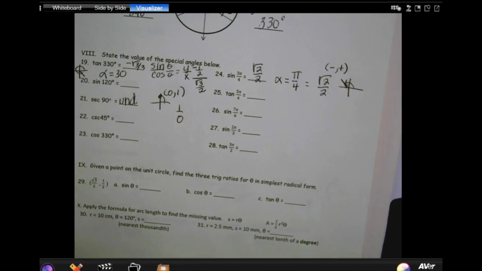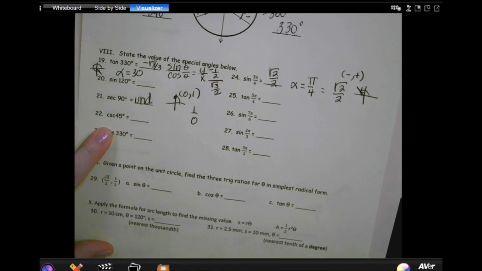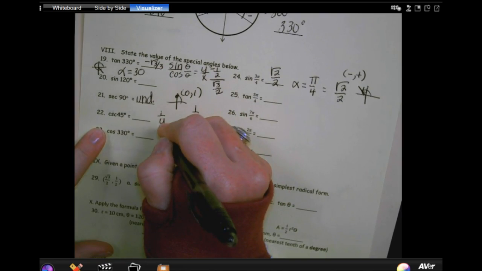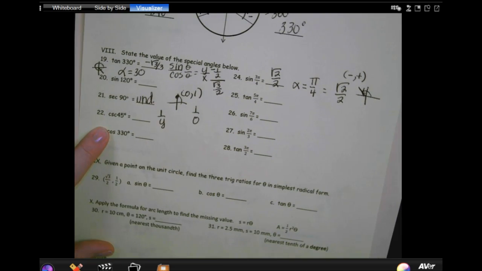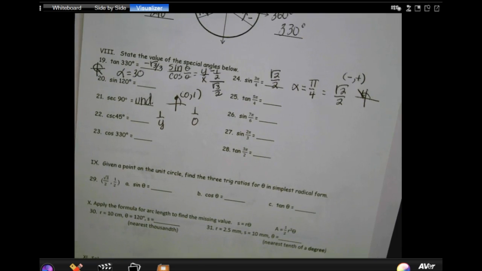So first of all, the cosecant of 45. Cosecant is the inverse of which function? Sine. So this is going to be 1 over y. So that is clearly not the answer. Yeah, clearly not even close to the answer, just for the record, just in case anybody's wondering. 1 over y. So I want to know what's the y value at 45. So the y value is square root of 2 over 2, right?